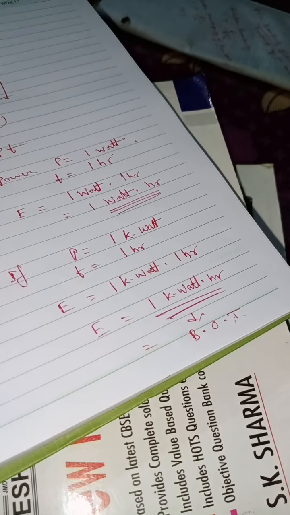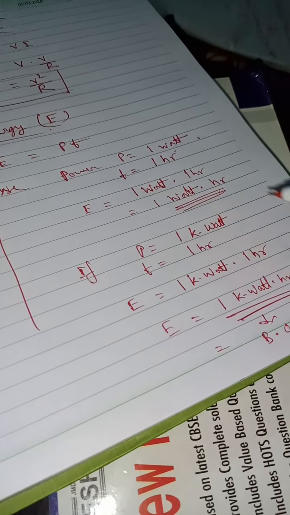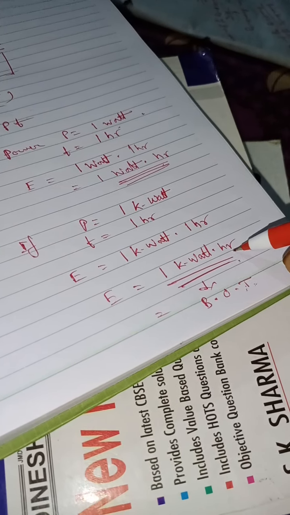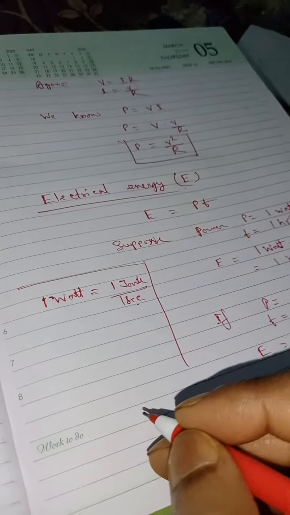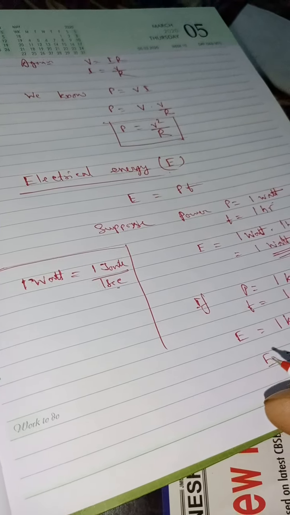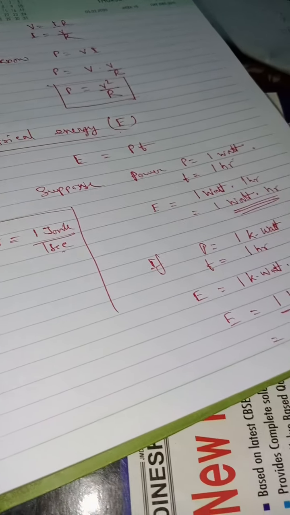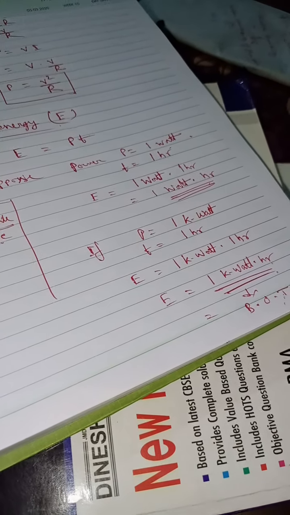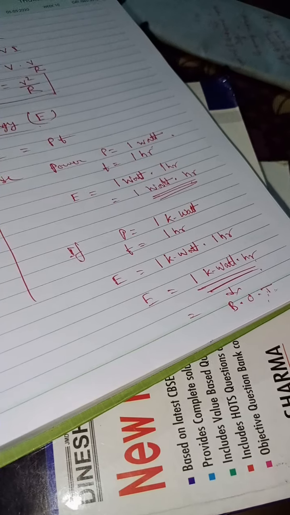So this is about the unit of electrical energy, that is watt hour and also kilowatt hour, and this kilowatt hour is known as the BOT, the commercial unit of electrical energy. And if you want to establish the relation between 1 kilowatt hour and 1 joule, you can establish it. So you will do it by yourself. What is the relation between 1 kilowatt hour and 1 joule? Okay.